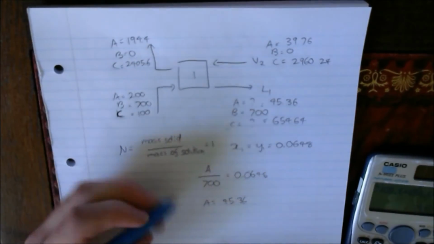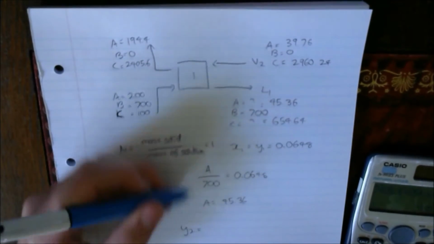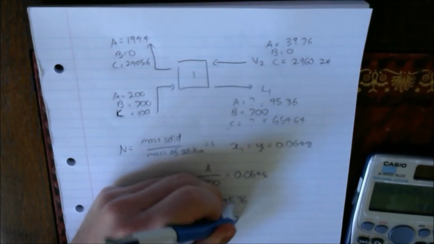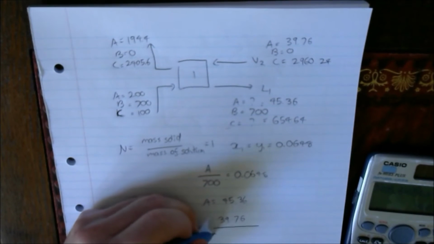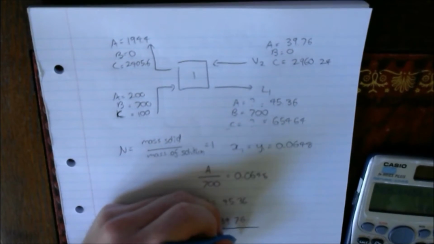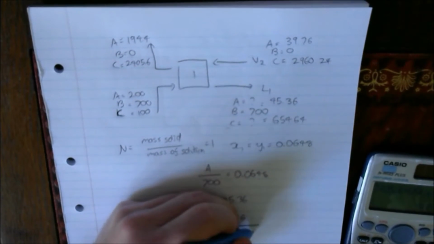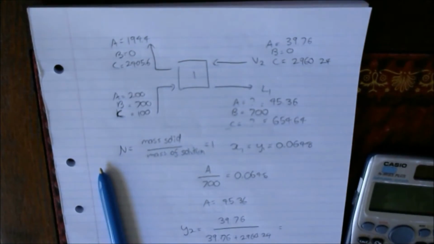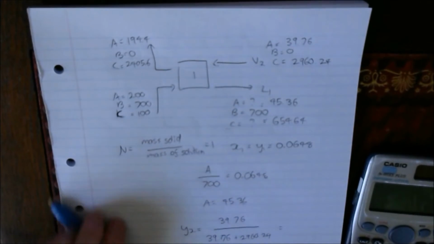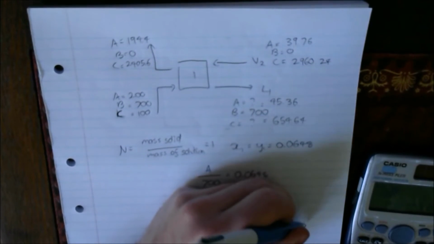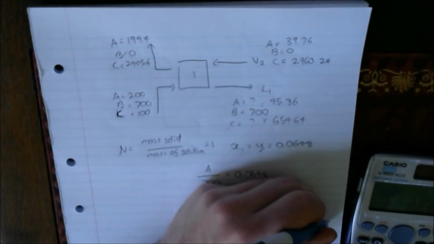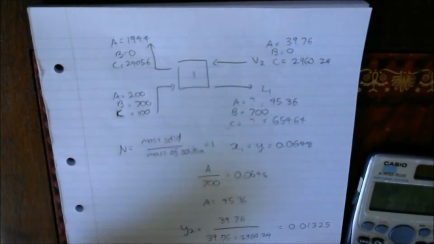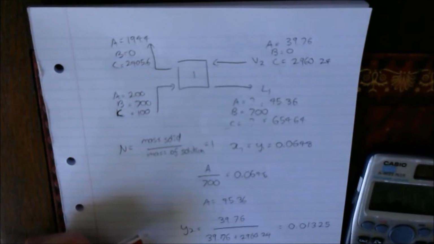So from here we can calculate our y2 composition. That's going to be equal to 39.76 over the total mass of solution in that stage, so 2960.24. So y2 is going to be equal to 0.01325. Okay, now notice something a little bit interesting here.